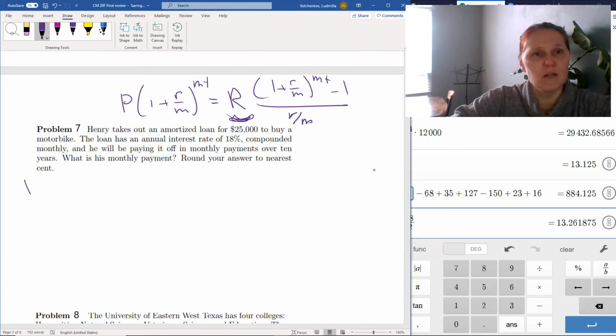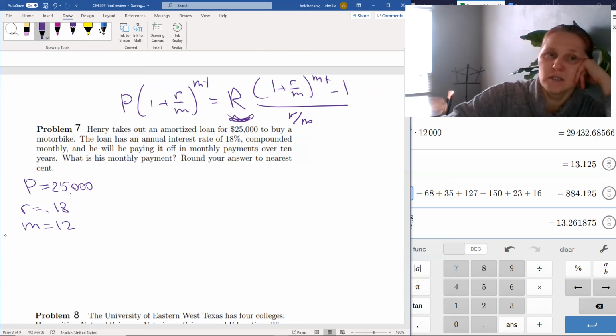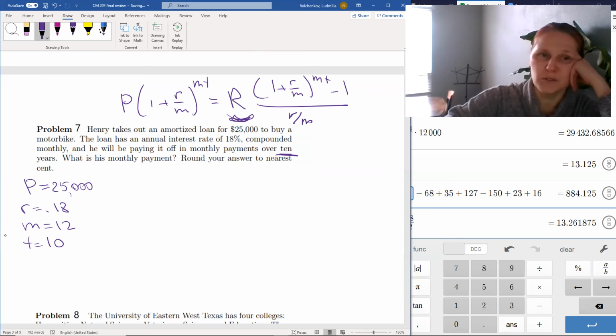Here the present value, the value of the loan at this moment, is 25,000. The interest rate is 0.18. Compounded monthly means m is 12. It is ordinary, so the compounding is the same on the left and on the right. And we also need time, 10 years. T equals 10. Now we substitute the given values in the formula and solve it for r.